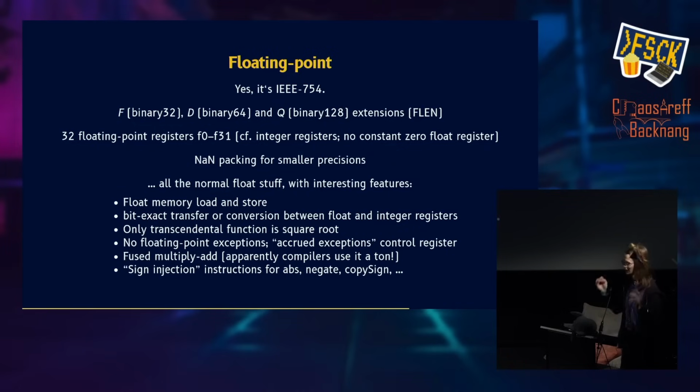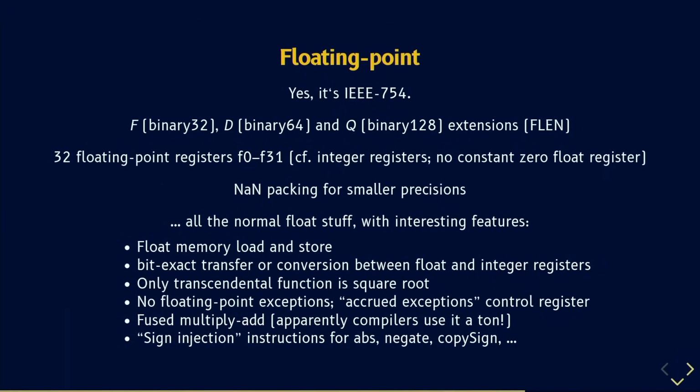Like the rest is just, you have loads and stores. You have bit exact transfers between floating point and integer, which apparently x86 doesn't really have, at least before SSE. There's only one transcendental function, which is square root. There's no instructions for sine, cosine, or whatever. There are no exceptions because there's also, forgot to mention it earlier, no divide by zero exception for integers. So there are also no exceptions or interrupts for floating point stuff, which is allowed by the specification, before you ask. And so they have a special control register for that, which stores all the exceptions that have occurred. So if you actually need to know whether an exception happened, you have to check that register.